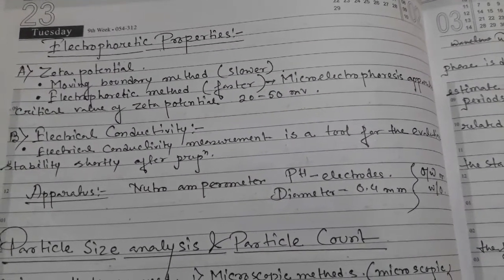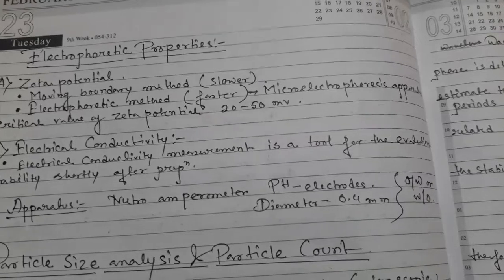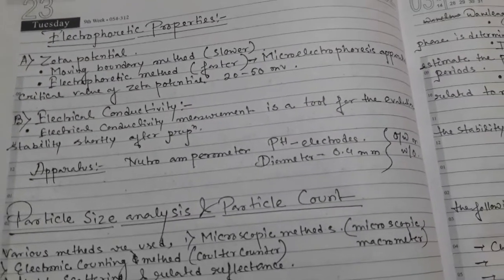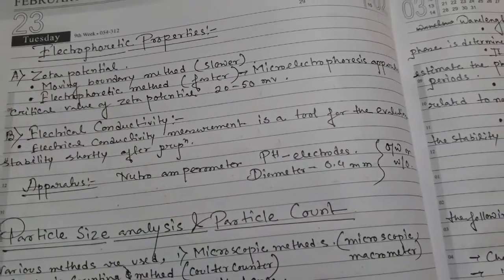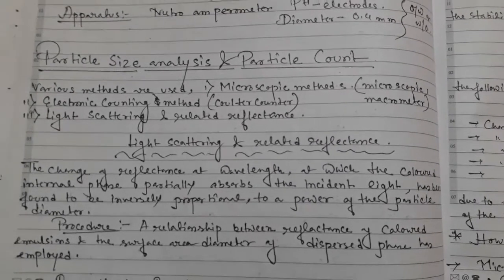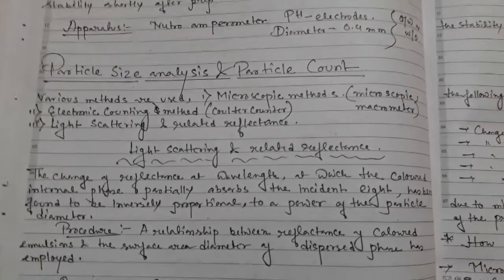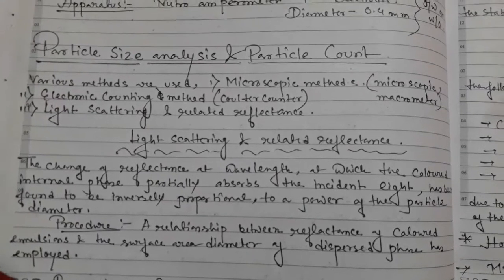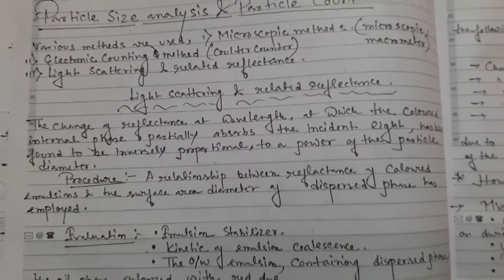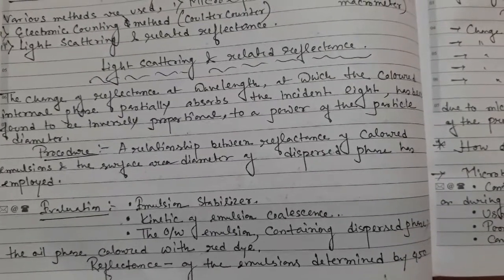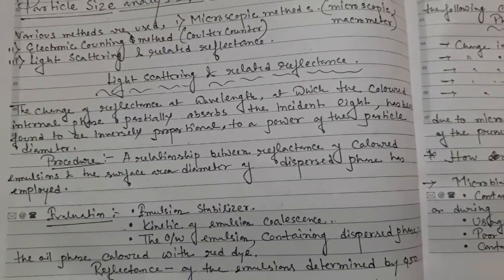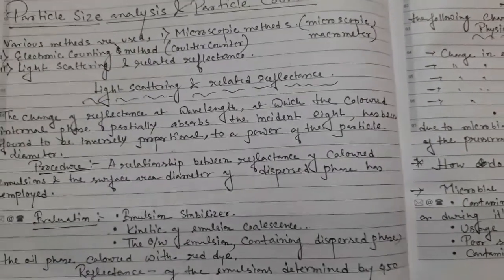Electrophoretic properties. Electrophoretic method, first method, and microelectrophoresis apparatus, critical value of the zeta potential 20 to 15. Electrical conductivity apparatus, ammeter. Okay, and particle size analysis or particle count: electronic counting method, just like a Coulter counter, and light scattering and related reflectance. The change of the reflectance and the wavelength at which the colored internal phase partially absorbs the incident light have been found to be inversely proportional.